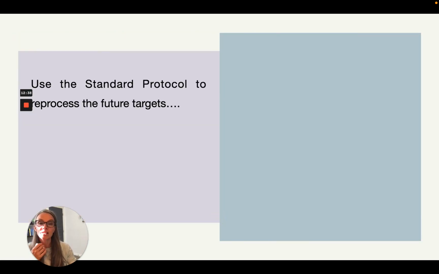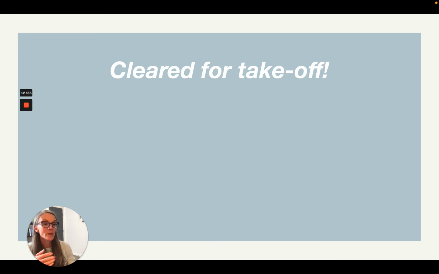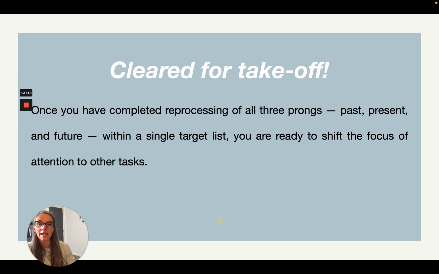And so to reprocess future targets, we use the standard future template, just like we do with the present. And the process is almost identical to working in the past. Much like with the present, when we're working in the future, we just modify our language slightly during reprocessing. So instead of the past event, we'll change our verbiage to reflect a future event or imagined future experience. But other than that semantic shift from past to future, the work of reprocessing future events is the same as with past. So once we've finished that third prong of future anticipatory events, we're kind of cleared for takeoff, right?